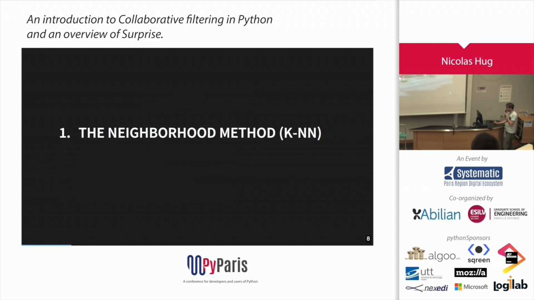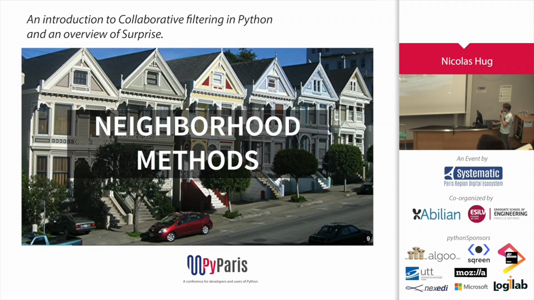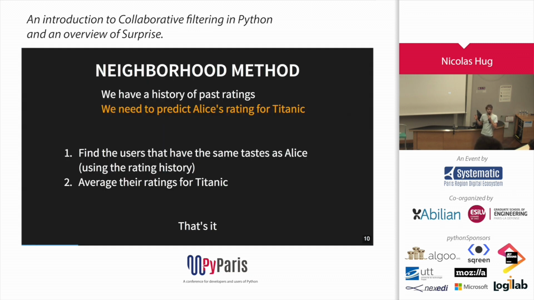So let's go for the first part, neighborhood methods. The problem is this. We have a history of past ratings. This is the matrix that I showed you before, and we need to predict the rating of Alice for Titanic. Once we know how to predict the rating of Alice for Titanic, we know how to predict the rating for any user and for any item. So this is a two-step algorithm. It's very simple.